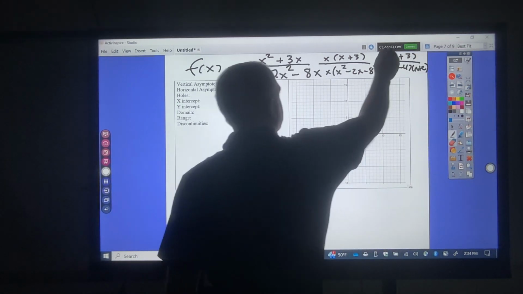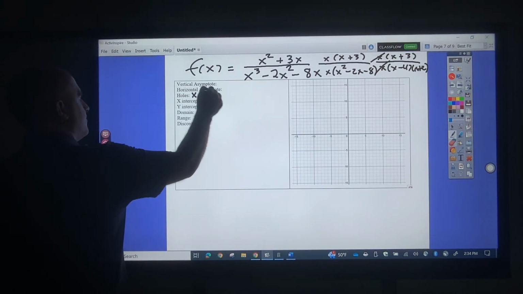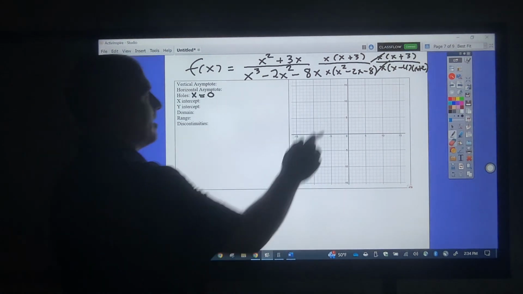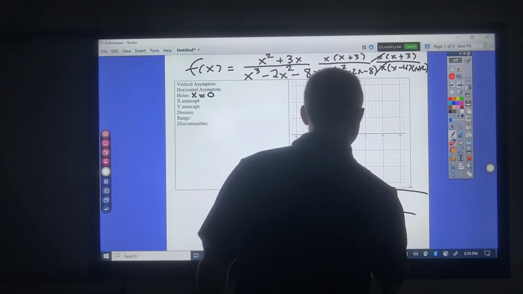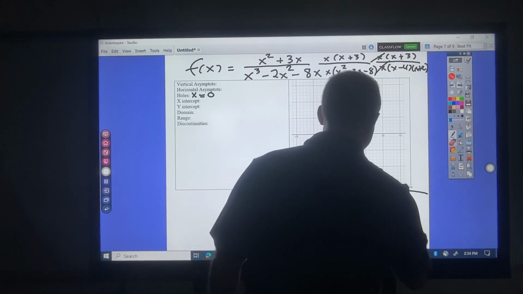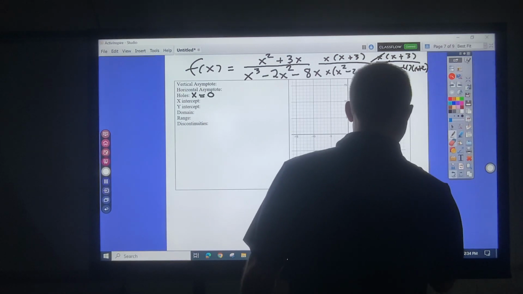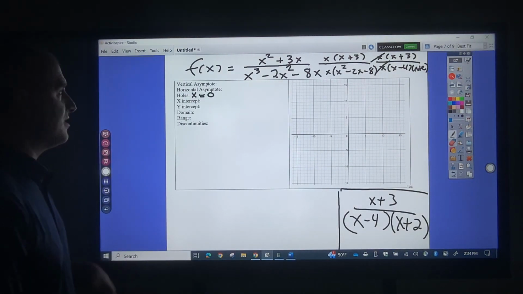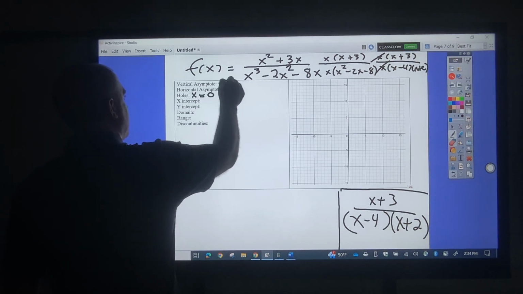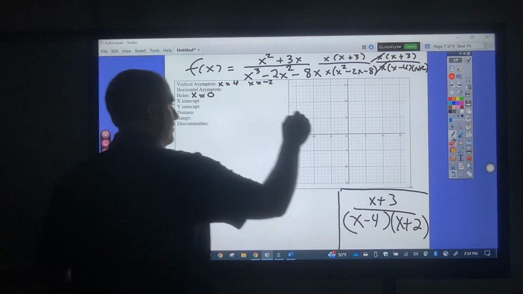Okay, my x's would cross off. So that hole would be at x equals 0. All right, and so what I have remaining, I'm going to go ahead, because I ran out of room. I've got (x plus 3) over (x minus 4)(x plus 2). Now, if you look at this, I have two vertical asymptotes. I have a vertical asymptote at 4, and I have a vertical asymptote at -2.